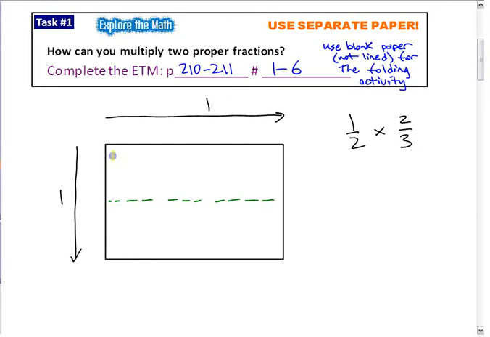I want you to shade in before you fold the other way. You could use a highlighter or you could just use a pencil. If you have a highlighter, you can shade in half to represent the first fraction. Or if you don't have a highlighter, you can do this, right?